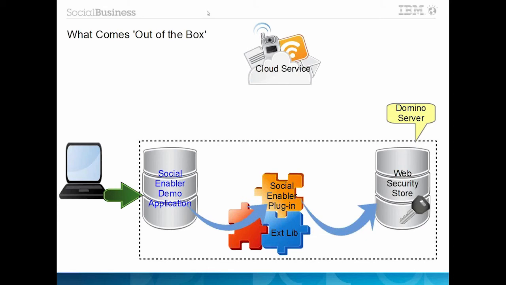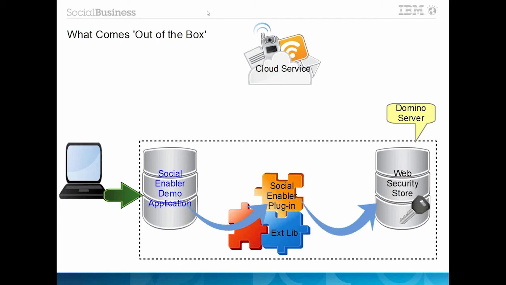At that point, the Social Enabler demo application obviously falls back to the Social Enabler plugin, which makes a request. The first request will be made to the security store to see if there's a token stored within the security store for this particular user that is logged in. So if it's the first time that the user has tried to access Twitter, null will be returned, no token will be returned, and at that point the OAuth authentication will kick in, and the user's OAuth information will be looked up in the web security store.